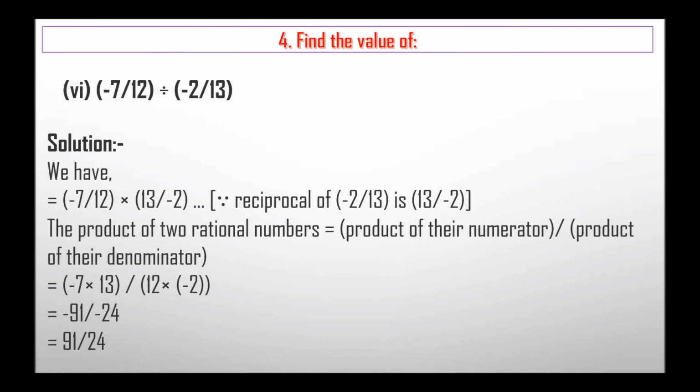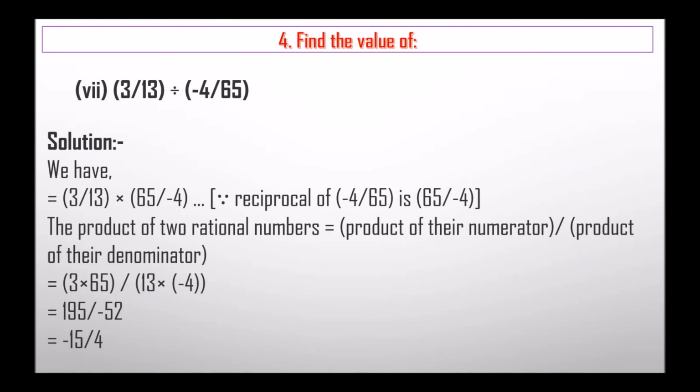Minus 7 upon 12 divided by minus 2 upon 13. So minus 7 upon 12 into 13 upon minus 2. So minus 7 into 13 and 12 into minus 2. So minus 7 into 13 is minus 91. 12 into minus 2 is minus 24. So minus minus will cancel. So the answer will be 91 upon 24.